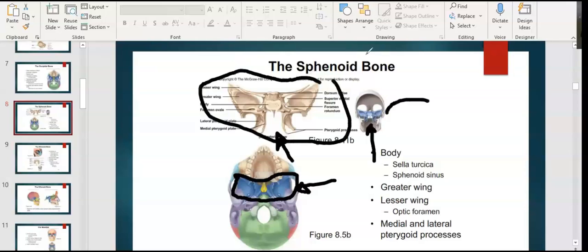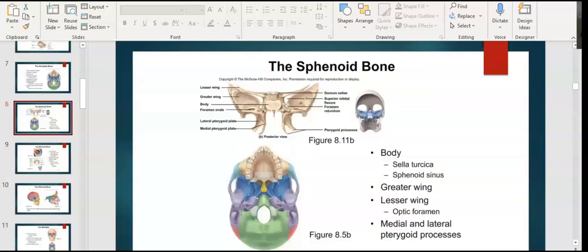This sphenoid bone is going to have wings. This one is going to be the greater wing, and this one is going to be the lesser wing. So it has two wings, greater wing and lesser wing. You may think of it like a bat or a butterfly, right? These are going to be the wings right there, and these are going to be the legs.